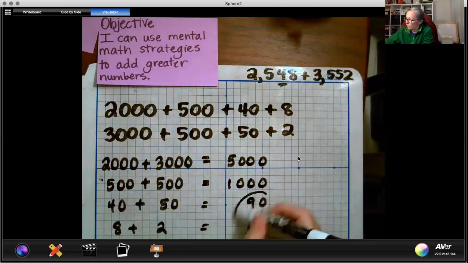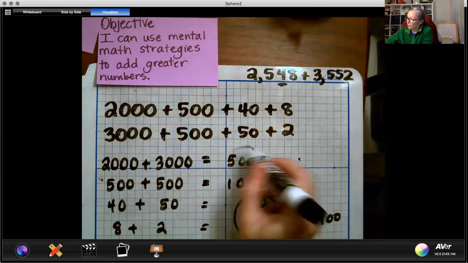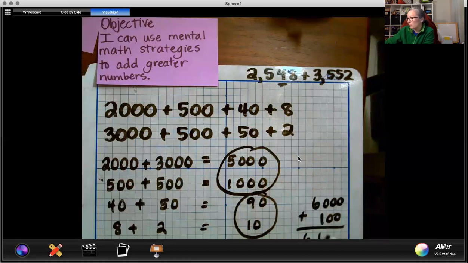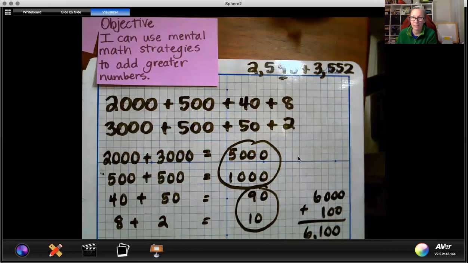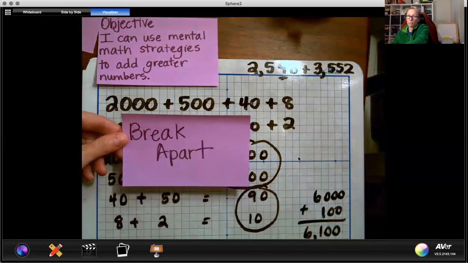Now I'm going to put these two together first because that equals 100. Then I'm going to put these two together because that equals 6,000. Then I'm going to add those together to get an answer of 6,100. So the answer to the problem 2,548 plus 3,552 is 6,100. I'm going to show you how to get the same answer with 2 more strategies. So again, this strategy is called break apart.